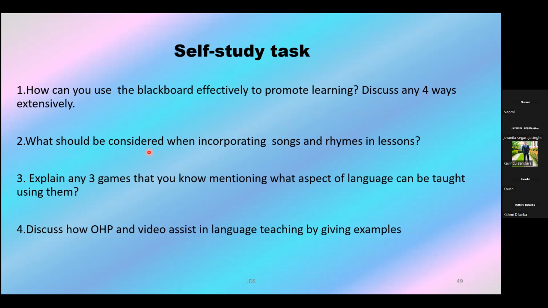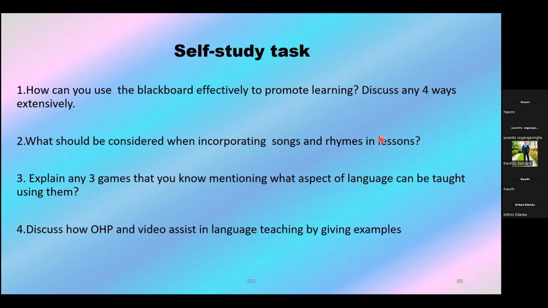What should be considered when incorporating songs and rhymes? So we talked about 4 factors. I hope you remember those 4 factors when choosing a song or rhyme to be incorporated with a lesson. Yeah, the level, the structure, and the lexis. And also the topic, right?